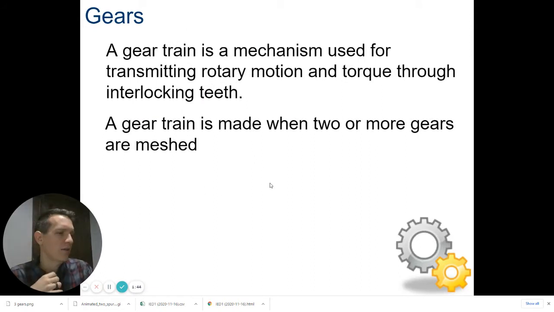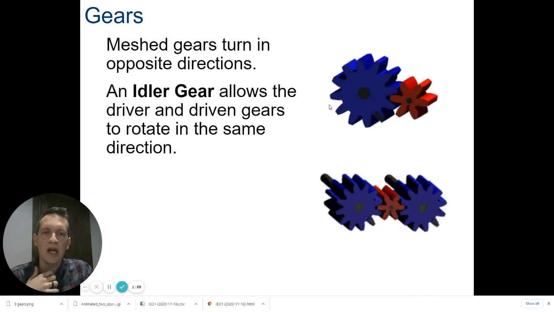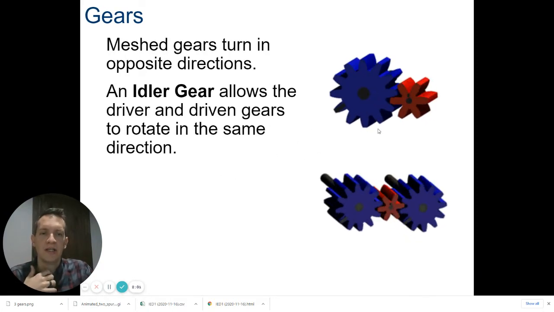So gears, anytime you have gears together, it's called a gear train. And that's when they mesh, right? The way gears meet is called a mesh. So that's just gears sticking together. They mesh together, they meet through these interlocking teeth. They will always turn in opposite directions.